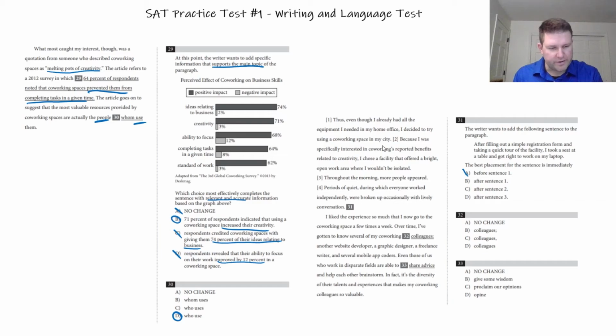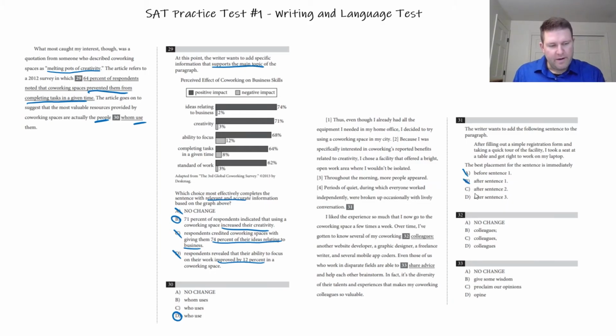So looking here at sentence 1, even though I already had all the equipment, I decided to try a co-working space. Then I filled out a registration form. And because I was specifically interested in co-working's reported benefits related to creativity, I chose a facility that offered a bright, open work area. You can stop here and be like, wait, he can't fill out the registration form and then pick a spot, right?